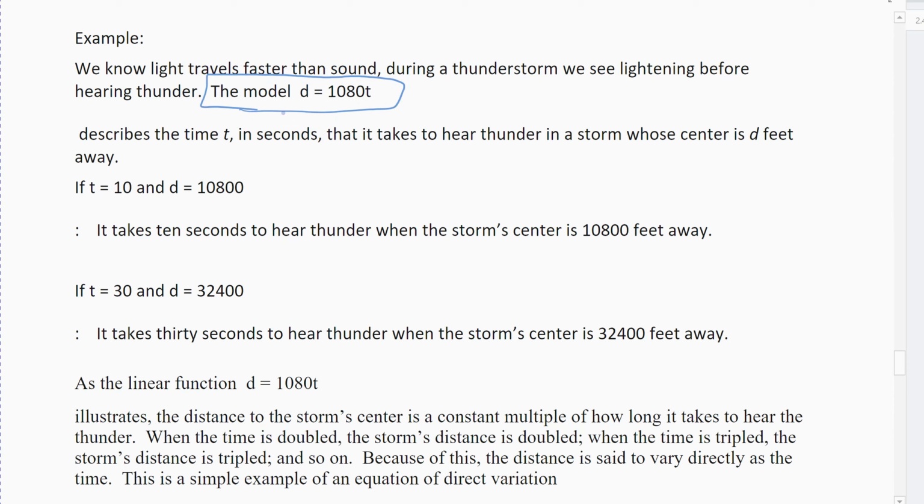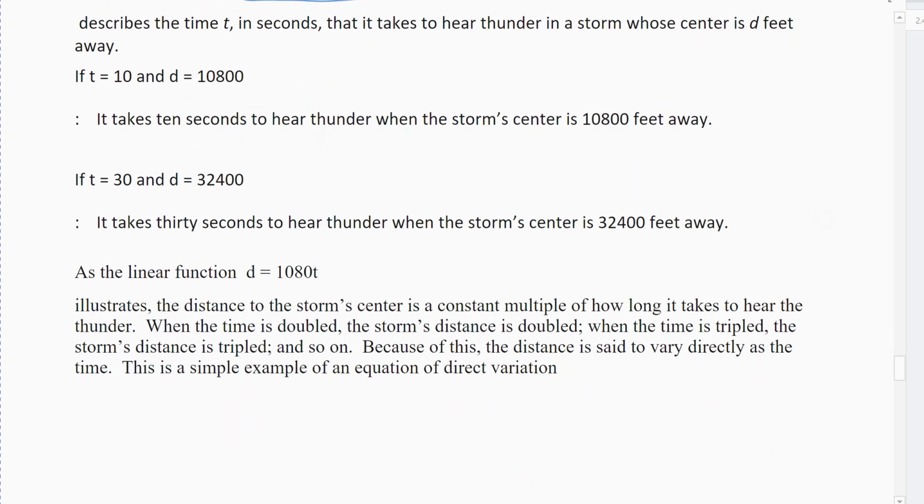So if you're watching and you see lightning, and you count 10 seconds later you hear the thunder, then we plug it into that equation, so it'd be 10 times that value. The center of the storm is 10,800 feet away, because of how the sound travels and how they're correlated. If I see lightning and it takes 30 seconds to hear the thunder, well then the storm is further. It is 32,400 feet away in that case. And so that's the linear equation for the direct correlation between the time it takes to hear the thunder and the distance away the storm is.